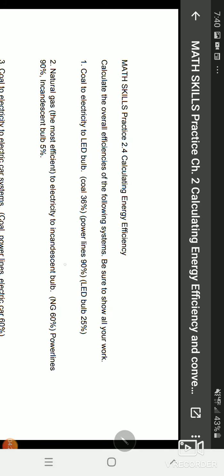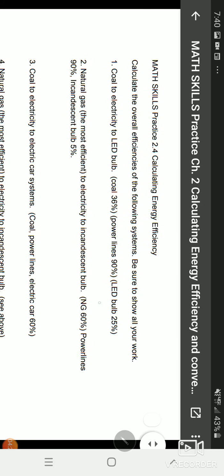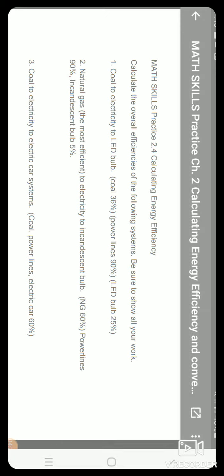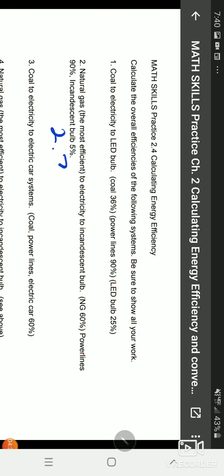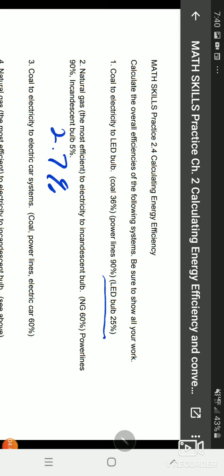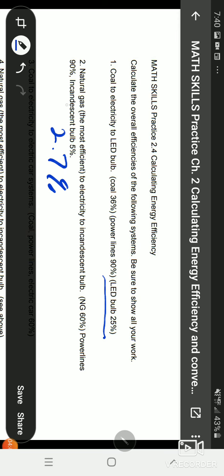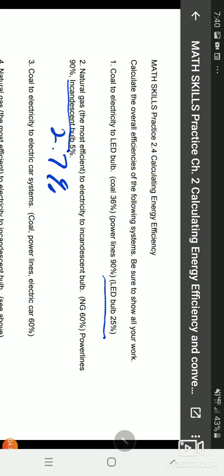Okay, so your total here would be, again, if I actually screenshot it so I can write on it, would only be 2.7%. So it's pretty bad compared to the other one. Again, I don't remember what the other one was. You'd have to multiply these again, but I think it was actually better, and it was mainly because this LED bulb at 25% efficient as opposed to the incandescent bulb at 5% efficient made it much better.